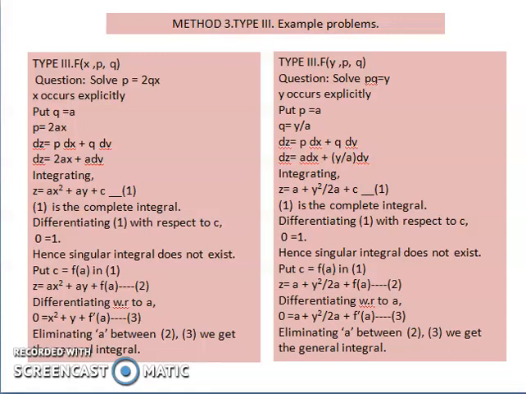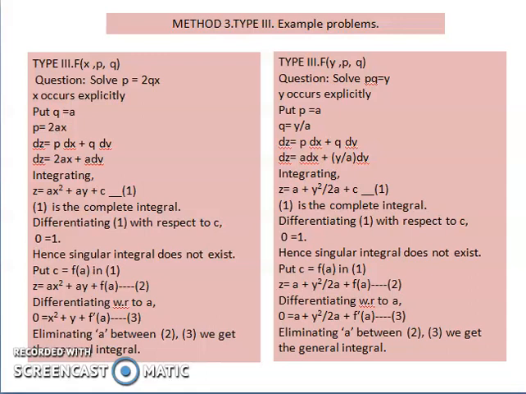So this is illustrated by means of an example. We've got to solve p is equal to 2qx. Since x occurs explicitly, we'll put q is equal to a. So p is equal to 2ax. So in dz is equal to p dx plus q dy, we'll substitute the values of p and q. So we'll get dz is equal to 2ax dx plus a dy.